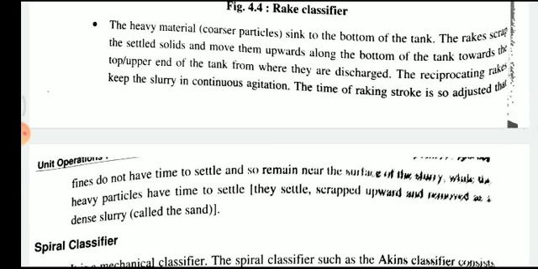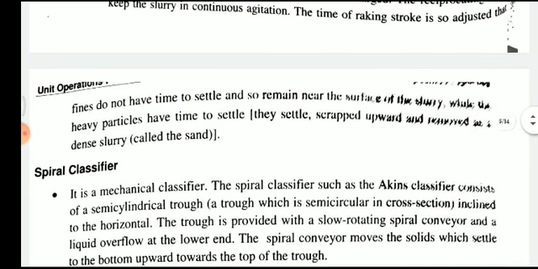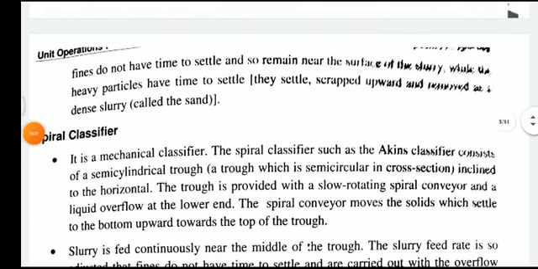The reciprocating rakes keep the slurry in continuous agitation, and the time of raking stroke is adjusted so that fines do not have time to settle and remain near the surface of the slurry. So the heavy particles have time to settle down, that means they are settling down and scraped in the upward direction, and it is called dense slurry, or it is called slant. Okay.